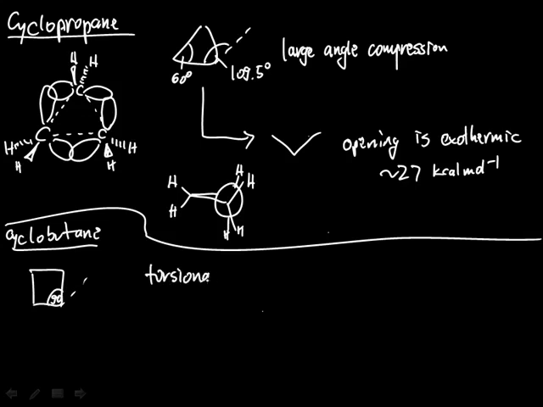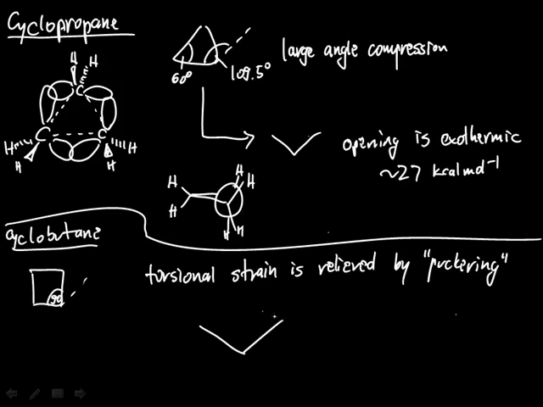However, the torsional strain is still a problem in cyclobutane. And in order to release some of that torsional strain, the cyclobutane ring is puckered. What I mean by that is that it has this shape of a butterfly or wings, if you want to, where the eclipsing interactions are not as severe as they would have been in the planar structure.